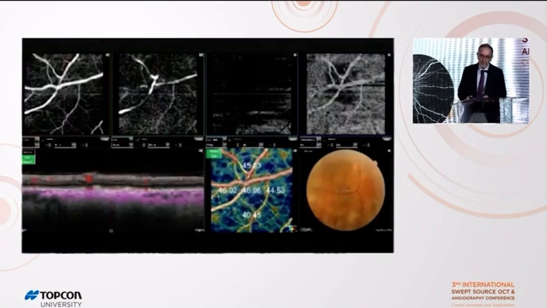And this is the OCTA image. This is the screenshot from the Triton device. Here you can see the superficial plexus. This is the deep plexus. This is the outer retina, and this is the choroid choriocapillaris layer. And this patient had a hyperreflective network in the choriocapillaris layer, and no changes in the other retinal layers.